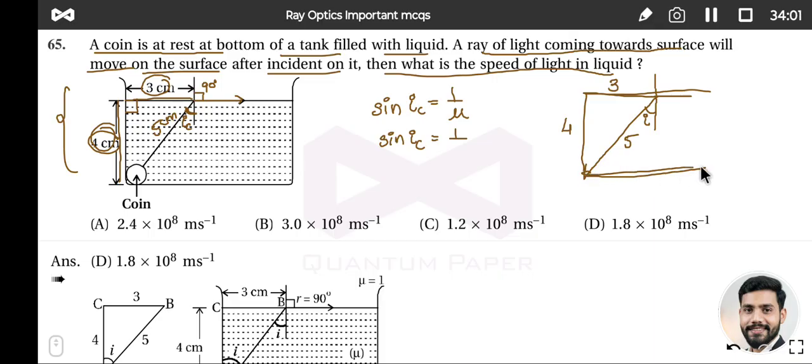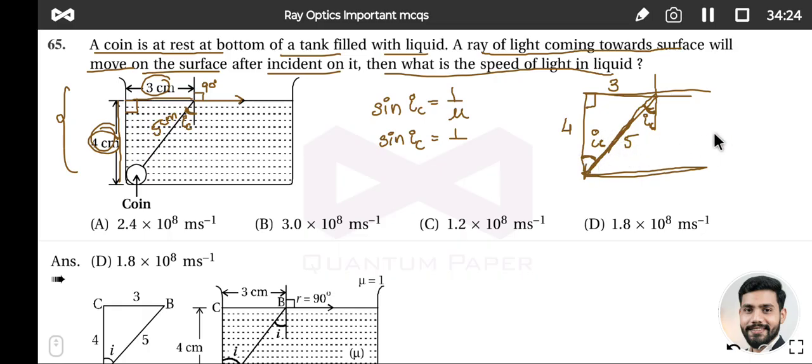So between these parallel lines, this is nothing but a transversal line. Whatever angle is here, the same angle must be here. So this angle is also i, and this is the critical angle ic, so this is also the critical angle ic. This is called alternate interior angles. So this is a right angle triangle.